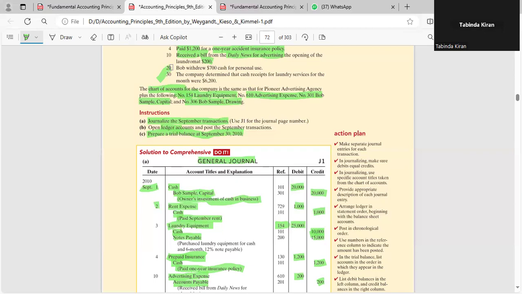Now on the 20th of September, I'm going to record another transaction, that is Bob withdrew. The owner has made withdrawals of $700 cash. So he has made withdrawals of $700, and what has he withdrawn? Cash. Otherwise he could also have withdrawn an asset. So the entry would be drawings to cash. Let's see the entry.